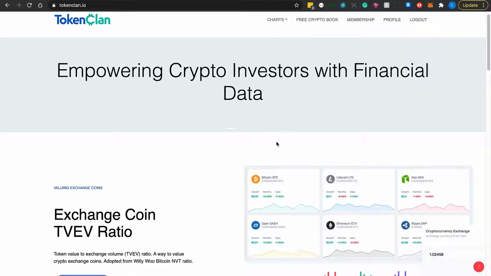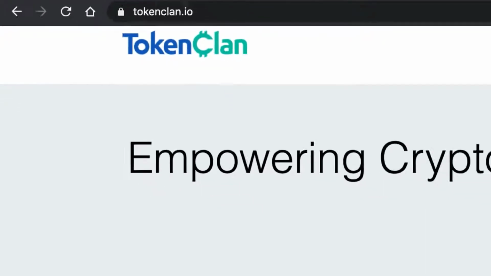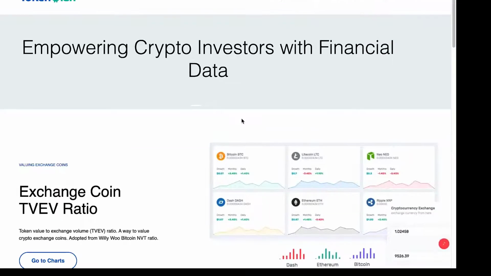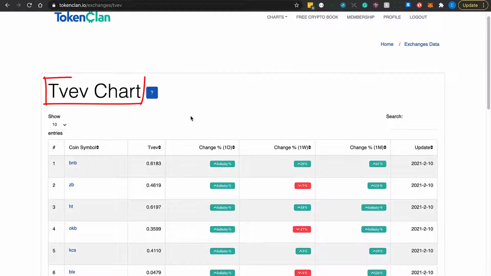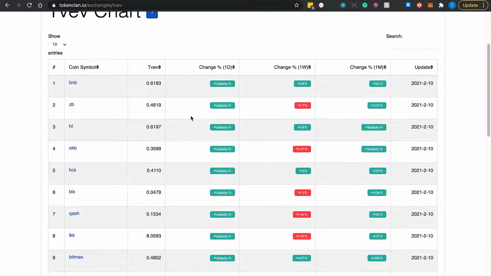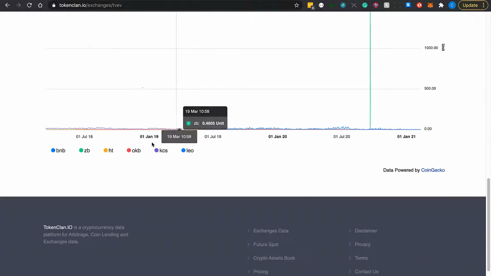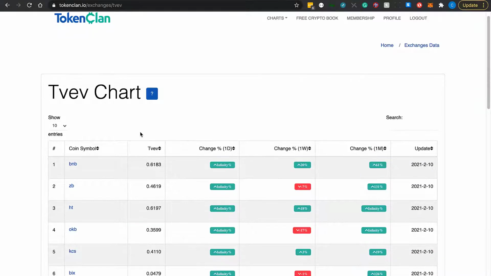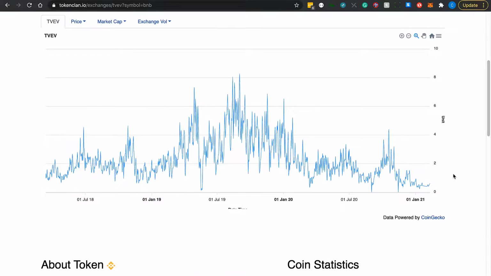From the screen right here, you will see that we are on the TokenClan.io website, and I'll be using its TVEV ratio tool to analyze the Binance token. I've logged in. Let's go to charts, exchanges, and this is the TVEV ratio data for all the current crypto exchange tokens that we have aggregated so far. And this is the TVEV ratio chart. Let's go to the individual token, which is BNB in our example. So this is the Binance token that we will be looking at, and this is its TVEV ratio chart.